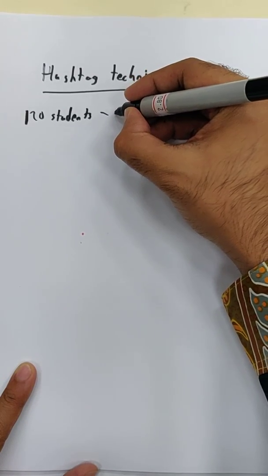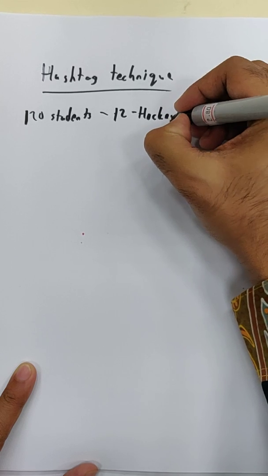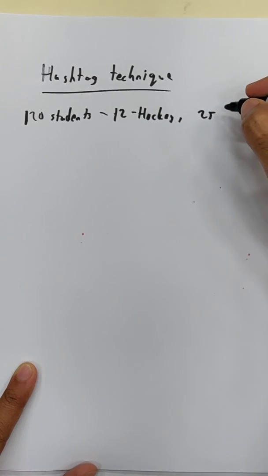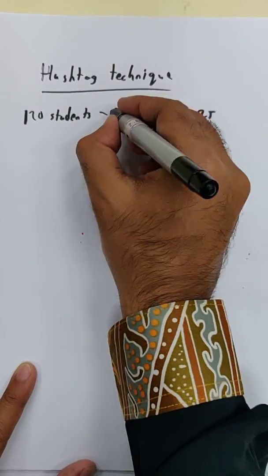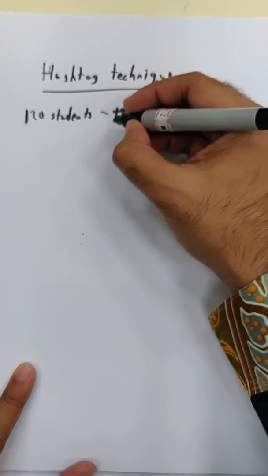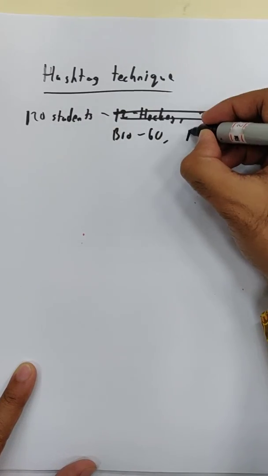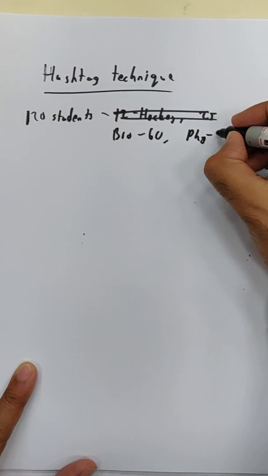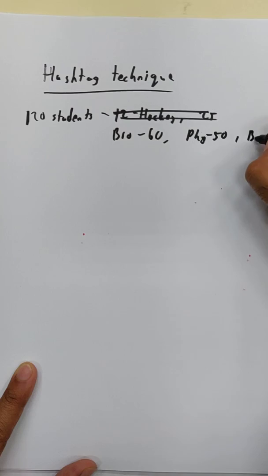And I was told there are 12 members of hockey, and there are 25. Sorry, this is a bit too easy. This is not the example I want. Say 120 students. In bio, there are 60 students, and in physics, there are 50 students. And studying both is 20.